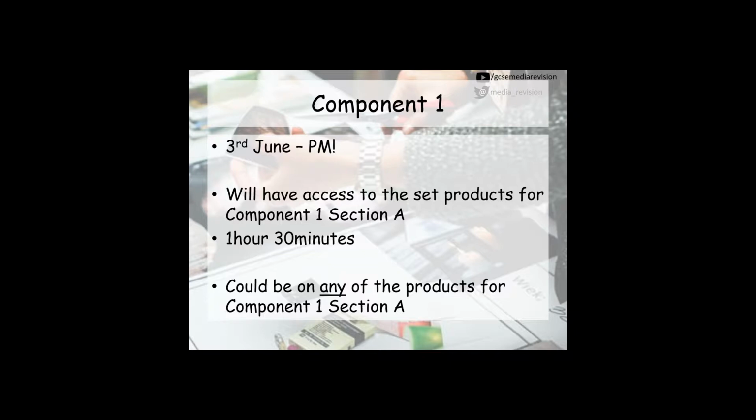Now your exam could be on any of the products for component 1 section A and B, I should have put in there as well. So we don't know whether it's going to be film posters or magazines or newspapers or the Archers or Pokemon Go. We've got no idea what is going to come up on your exam. Obviously there are sample assessment materials that you guys can access on the Eduqas website, but we don't actually know what is going to come up for you guys.